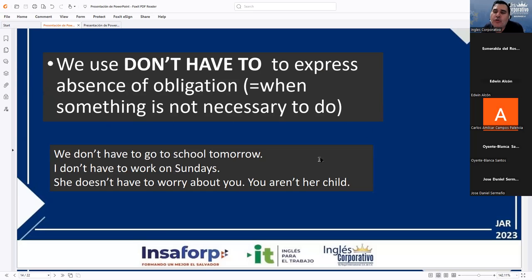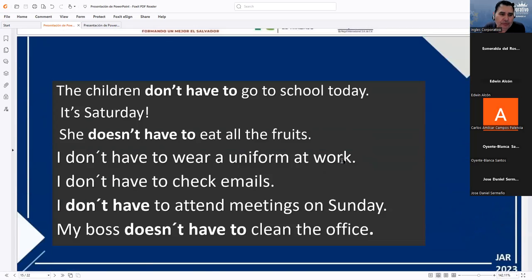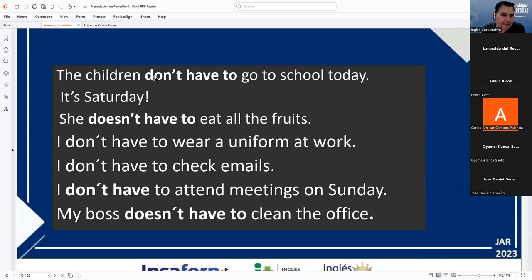We don't have to go to school tomorrow. I don't have to work on Sundays. She doesn't have to worry about you. You aren't her child. We worry about our children. Other people don't have to worry about our children. Examples.